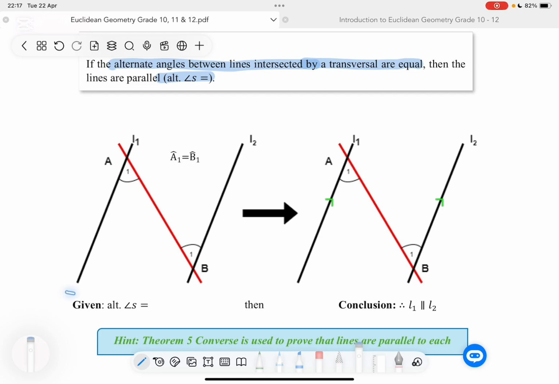Remember here, we are not told if they are parallel. We just know that there are lines that are cut by a transversal and the angles are the same. So the angles will only be the same if these two lines are actually parallel to each other.